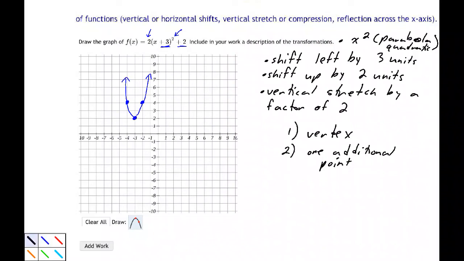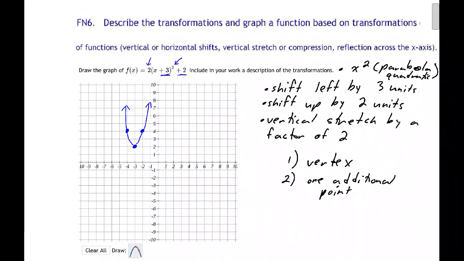Now, all of the description that I wrote here to the right, that is actually what the work would be for this. So make sure that you take a picture of that and attach it as work for the FN6.